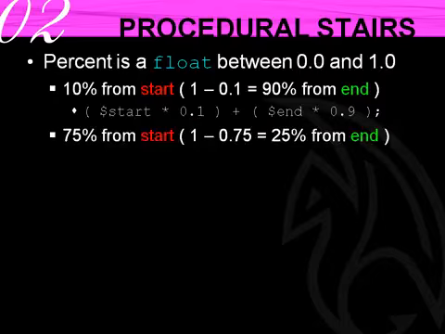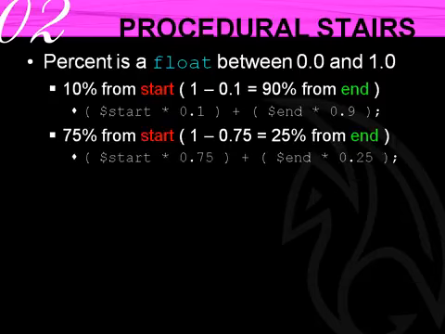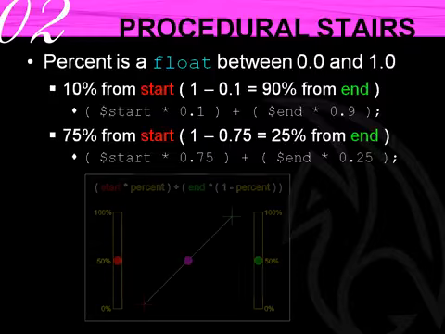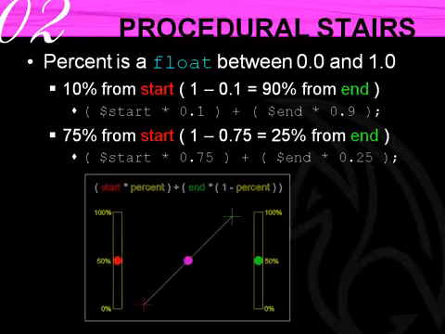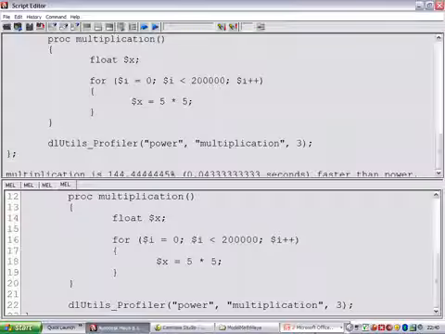Very simple. Again, 75% from the start, we take 1 and subtract 0.75. That becomes 0.25, or 25% from the end. So this would be 75% towards the start and 25% towards the end, so more towards the start point. So we take the coordinates of start, multiply by 0.75, and then take the coordinates at the end and multiply by 0.25. So I'll show you a visual example here that'll make this a lot clearer to understand.